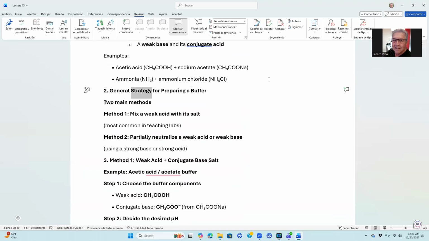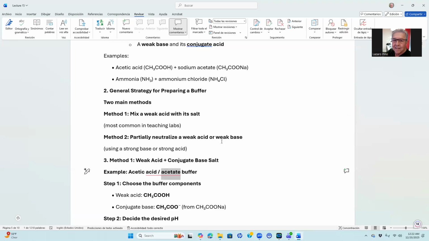2. General strategy for preparing a buffer. Two main methods. Method 1: mix a weak acid with its salt. Most common in teaching labs. Method 2: partially neutralize a weak acid or weak base, using a strong base or strong acid. 3. Method 1: weak acid plus conjugate base salt.